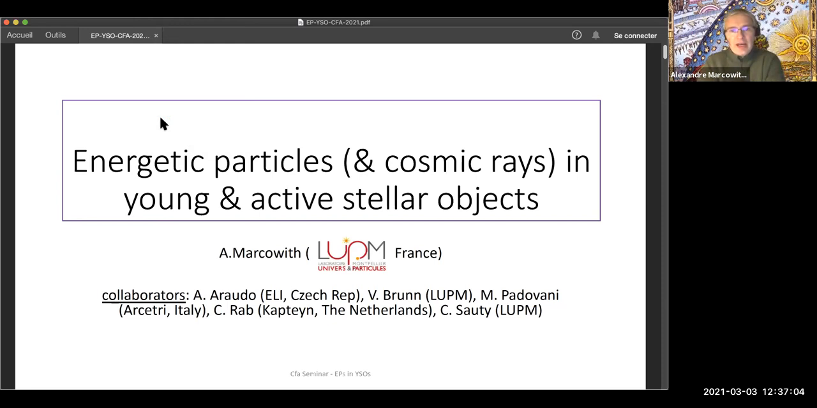So today I would like to talk about energetic particles and cosmic rays in young and active stellar objects. This is a subject I started to work on a few years ago with some collaborators you can see here. By young and active stars, I will mean today mostly T Tauri stars, which are solar-like stars, and as you may know, there is a sequence for different classes of these objects, depending on the degree of evolution.